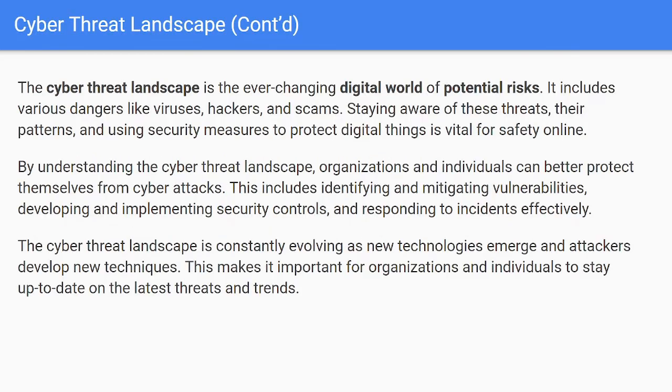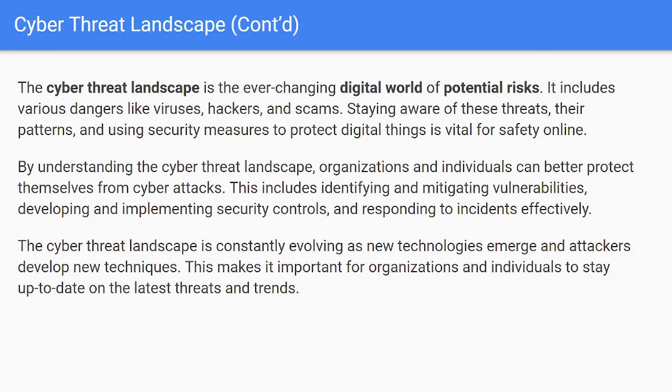So when you hear the cyber threat landscape, it simply means the ever-changing digital world of potential risks. When you hear threat, it's something that is a risk, something that's not good, right? And cyber means it's happening in the digital world. Then when you hear landscape, it's more like how things change. So altogether, cyber threat landscape simply means how cyber threats change in the digital world, how cyber attacks have changed from what we've known before, how they are right now, and how they will keep changing.